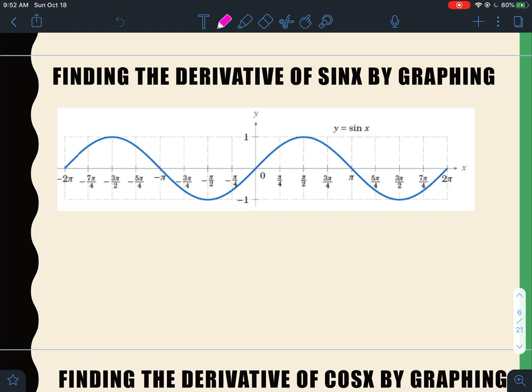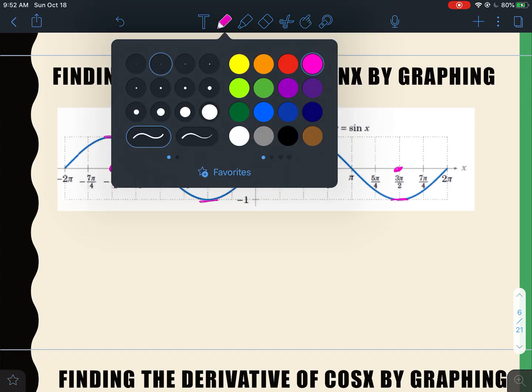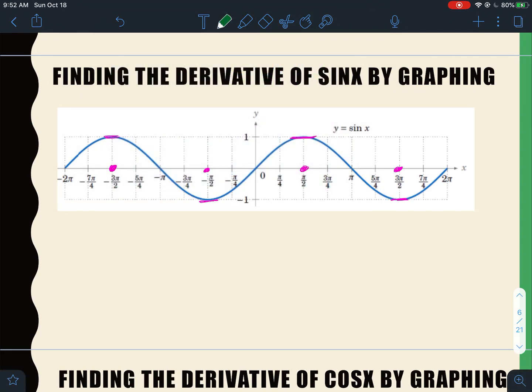If you remember from a previous class, the first thing we want to do when we're finding the derivative of a graph is find where the derivative, or the slope of the tangent line, would be 0. Well, on a sine graph, the slope of the tangent line is 0 at the peaks and valleys. So the derivative would equal 0 at negative 3 pi over 2, negative pi over 2, pi over 2, and 3 pi over 2.